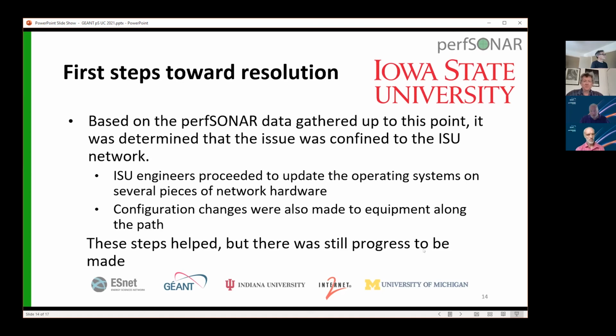Some of the network gear was not configured for jumbo frames, and some of it was. And obviously, if you want jumbo frames end to end, every hop along the path has to support jumbo frames. So they made some changes there as well. We started making a little progress. Bandwidth looked a little bit better. We still didn't see the amount of bandwidth that the researcher wanted to see.